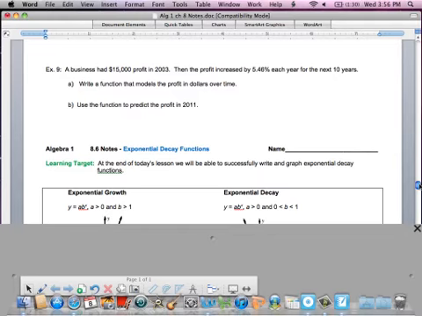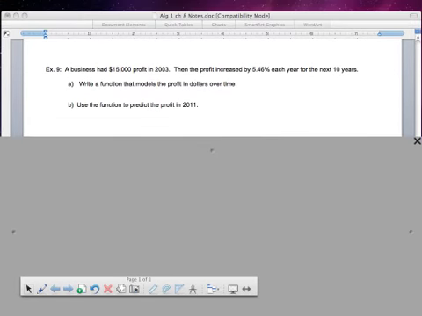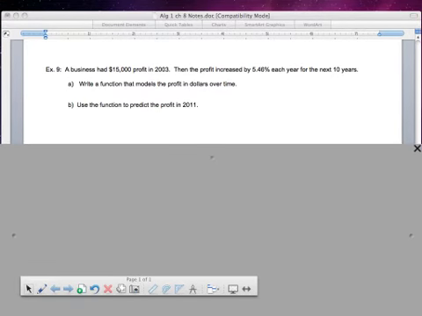All right, so here we go. A business had $15,000 profit in 2003. Then the profit increased by 5.46% each year for the next 10 years. Write a function that models the profit in dollars over time.